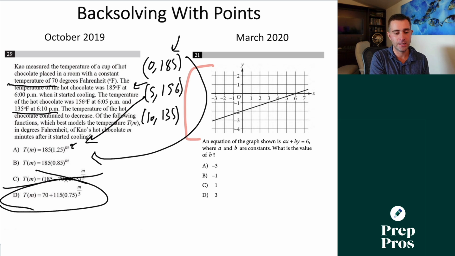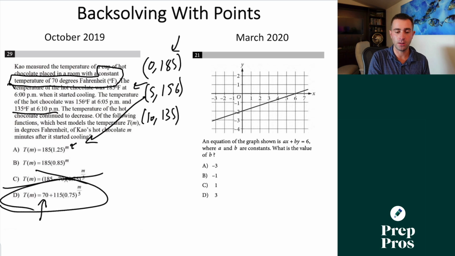The reason that D is right conceptually is since it says a constant temperature of 70, D is the only one that displays 70 as a constant. But we're going to go through how we can do this graphically. Now this is a little bit of a tricky question that routinely gives students a lot of trouble. An equation of the graph shown is ax plus by equals 6, where a and b are constants. What is the value of b?